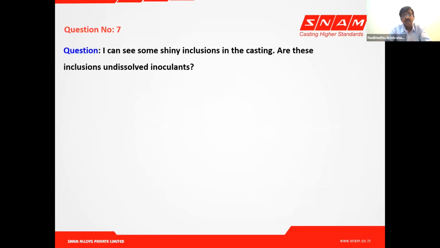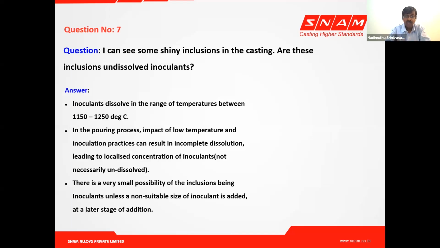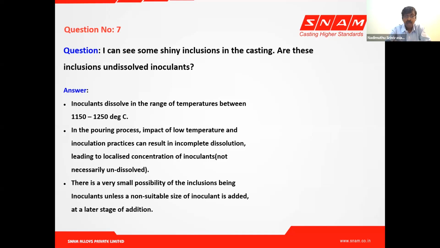Now, I see some shiny inclusions in casting. Are these inclusions resolved enough? So these are some of the questions that arise for the foundryman. Inoculants dissolve in the temperature range of 1150 to 1250. In the pouring process, the impact of low temperature and inoculant practice can result in incomplete dissolution, leading to localized concentration of inoculant. If that happens, you may see some shiny inclusions, but they are not necessarily undissolved inoculant.